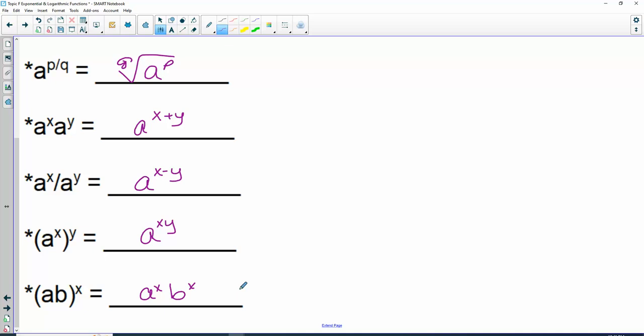Alright. So far so good? Exponentials aren't the E, right? That's a type of exponential.